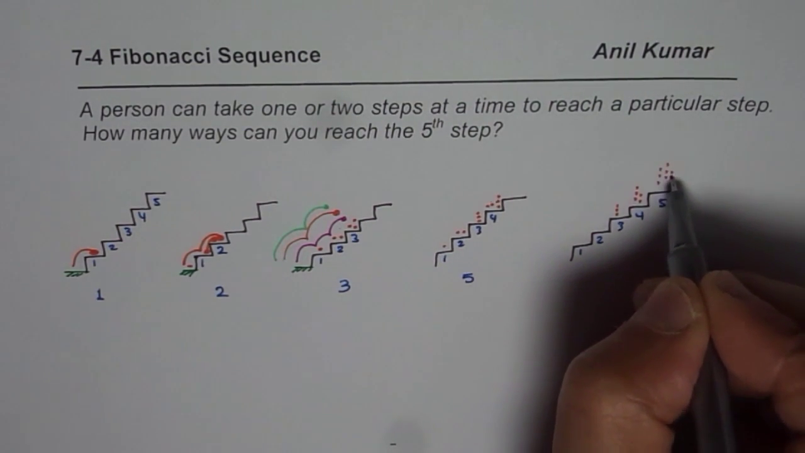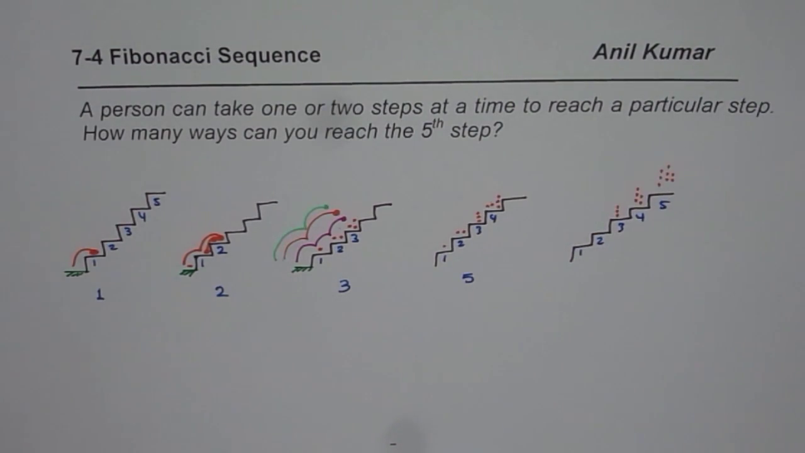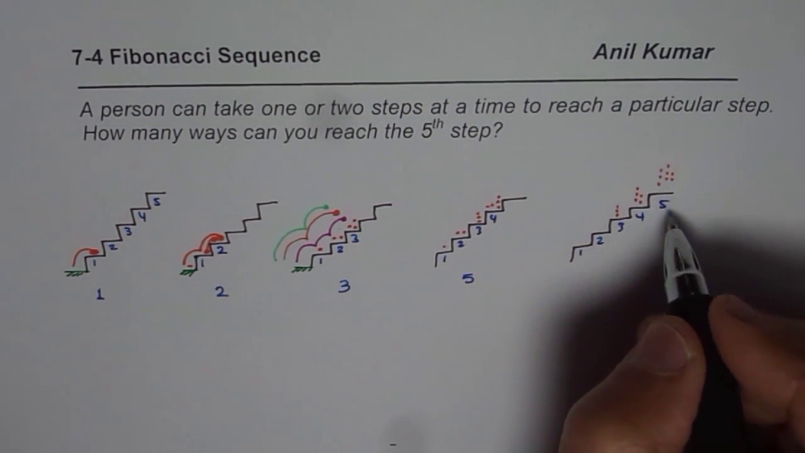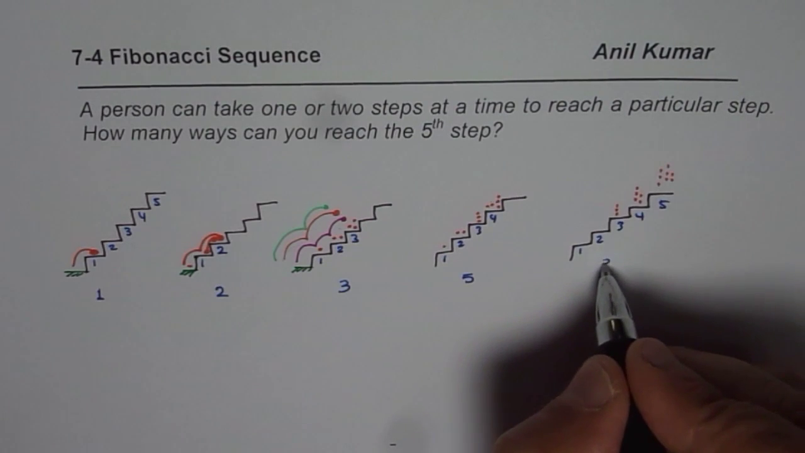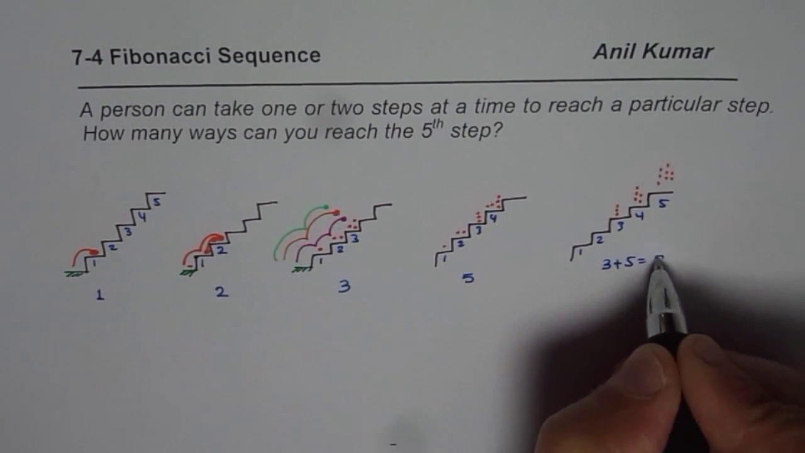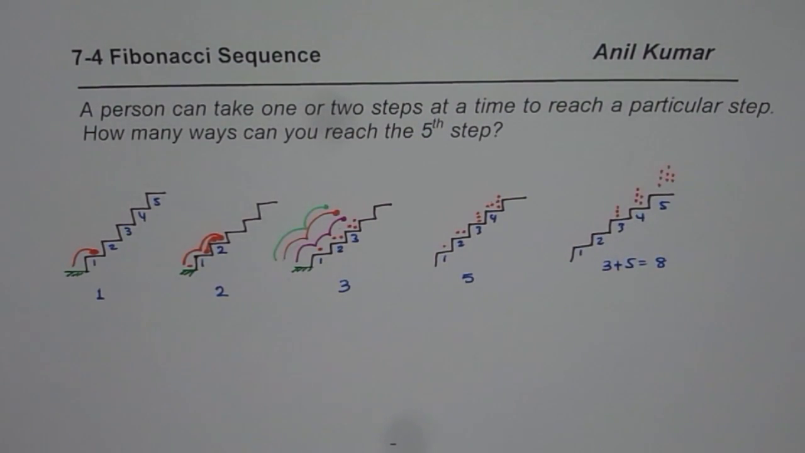Do you see that? So which is 8, right? So here to reach fifth step, it is 3 plus 5, which is 8. So it requires 8 different ways of reaching the fifth step. Do you get the idea?